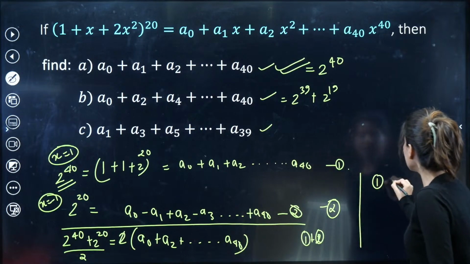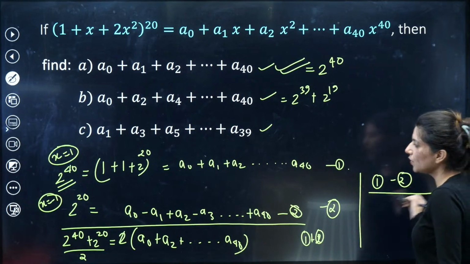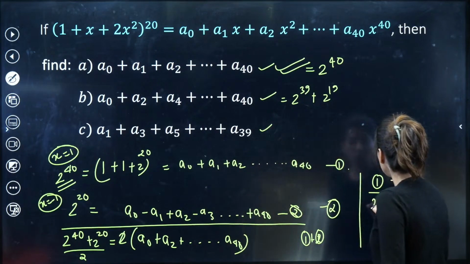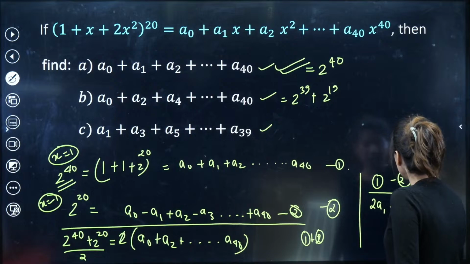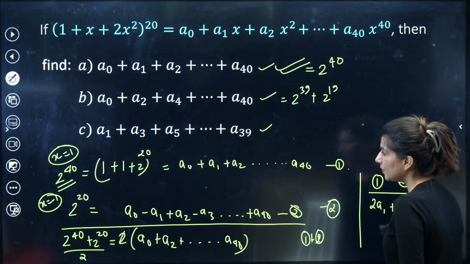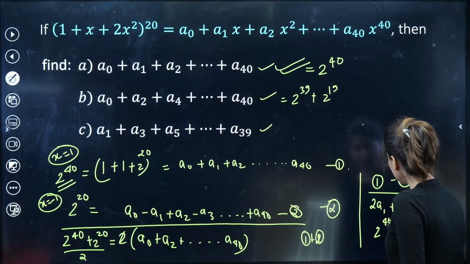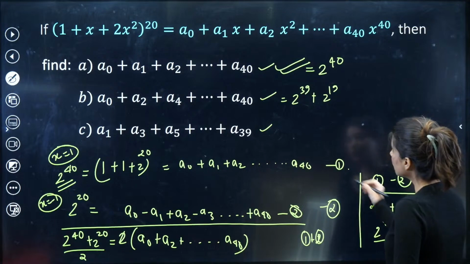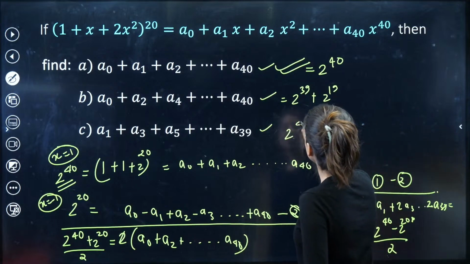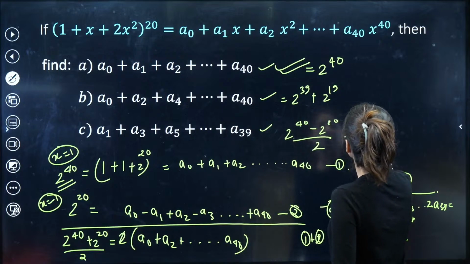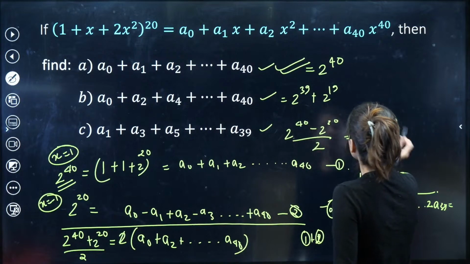But if you subtract 1 minus 2, what do you get? A0 will get cancelled out. A1 will become 2A1 plus 2A3 and all the way up to 2A39, and this will be equal to 2 raised to power 40 minus 2 raised to power 20 upon 2. So this will be 2 raised to power 39 minus 2 raised to power 19. That's it.